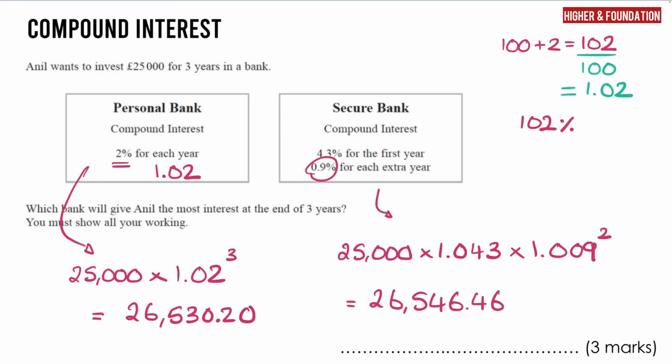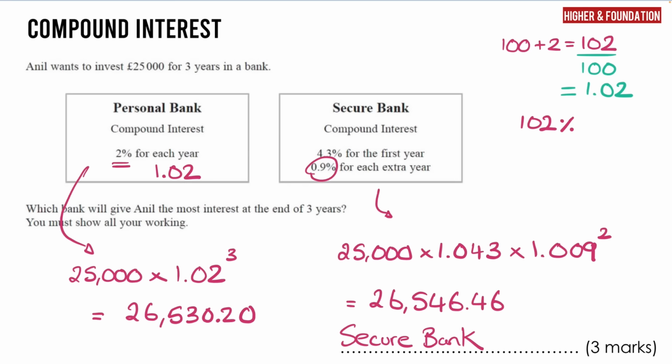Now this one does say which bank gives the most interest, so I don't necessarily have to calculate the exact interest there because they have the same amount going into both. I don't need to, I can just have a look at which number's the biggest. So this one here, Secure Bank, we've got £16.26 more, so we would say Secure Bank as our answer here, and we've got all the working to show that.